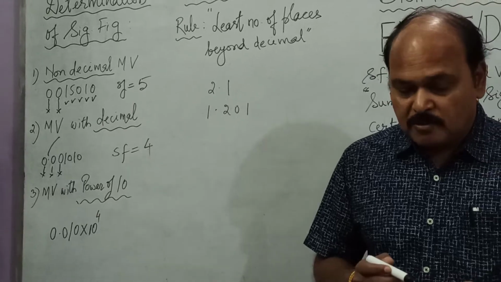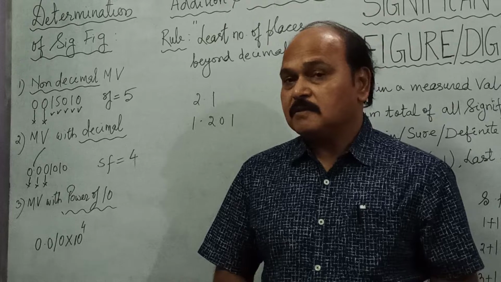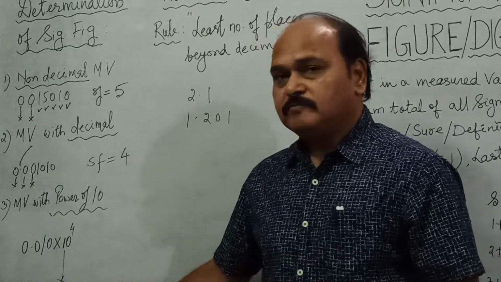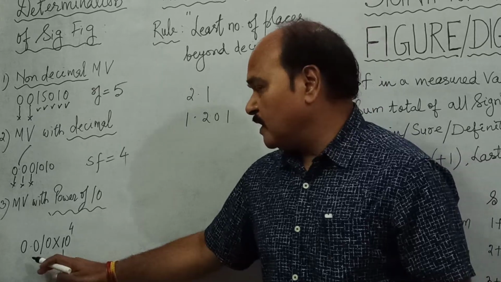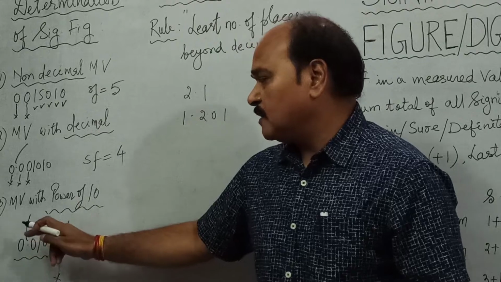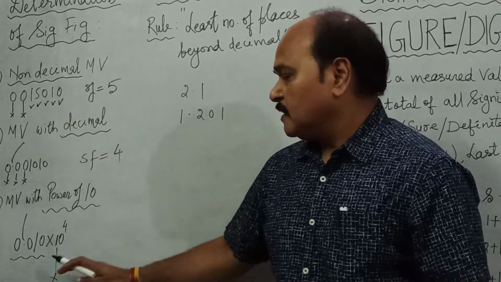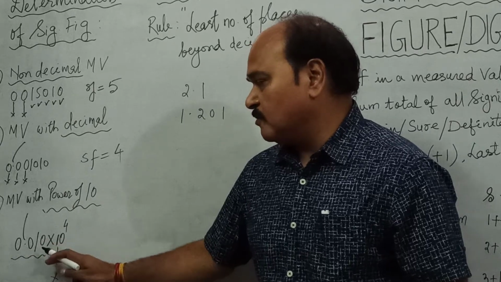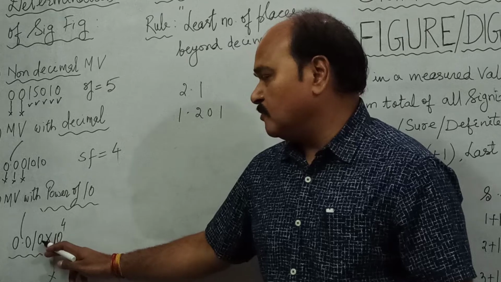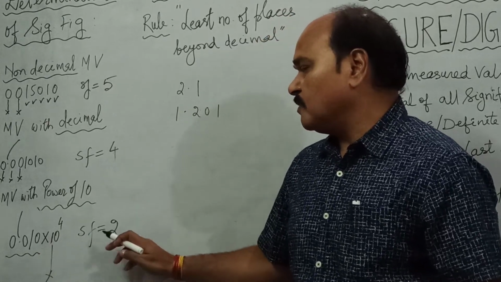If a measured value or recorded value is written as a multiple of power of 10, then this power of 10 has no significant value. So what are we left with? We are left with this much digit. If it has a decimal, just ignore it. And once you ignore it, we apply rule number 1 again. We are left with 0, 0, 1, 0. So these 2 zeros are insignificant, and 1 and this 0, these 2 digits, are significant. The significant figure is 2.